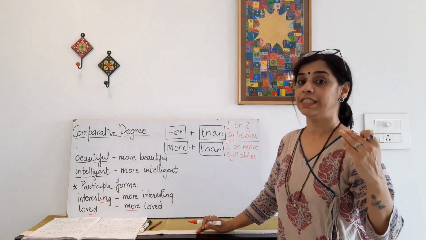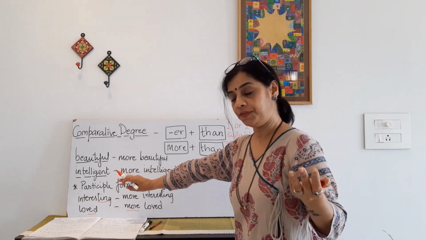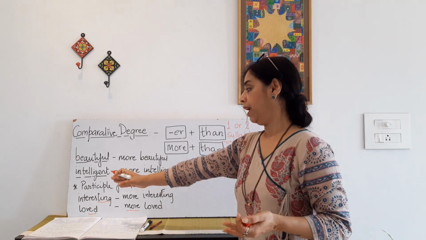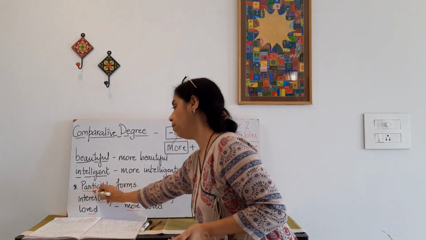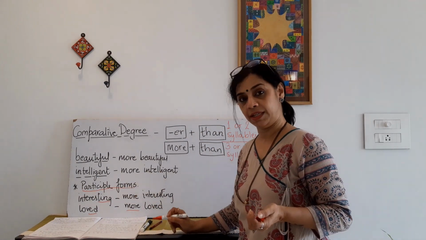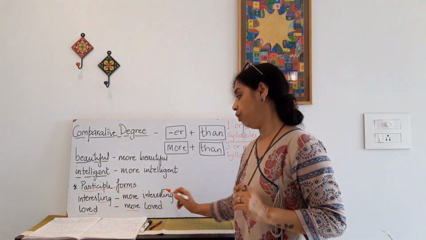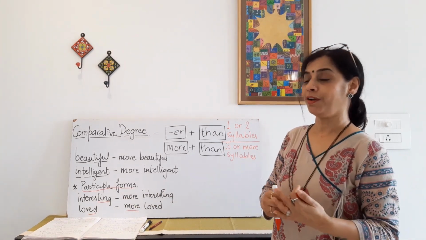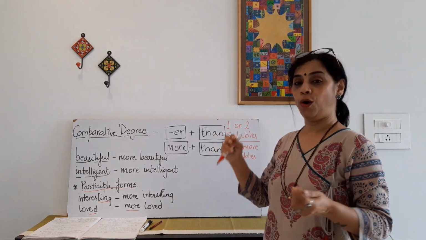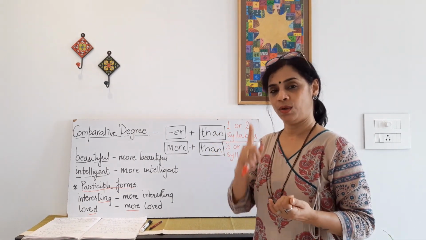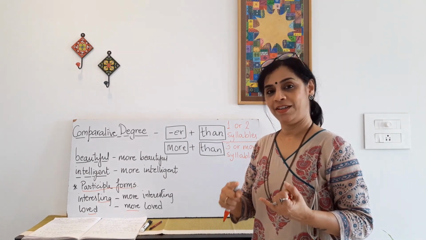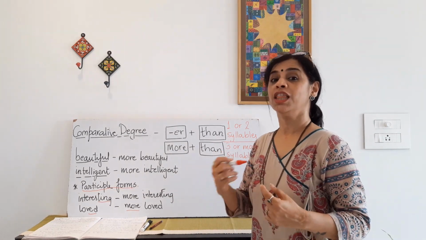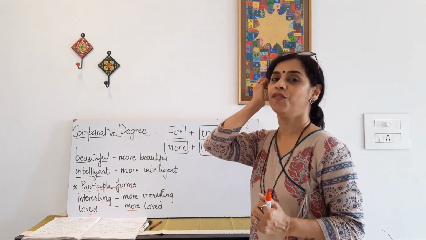When there are 3 or more syllables in the adjective, like beautiful, intelligent, and you can find many more. And if it is a participle form of the word, like interesting, then more interesting. Loved, more loved. Okay? And if it is a single syllable or just 2 syllables, nice, 1 syllable, so nicer. Then you can add ER plus than. So let's turn to the 3rd degree and the final level of comparison.